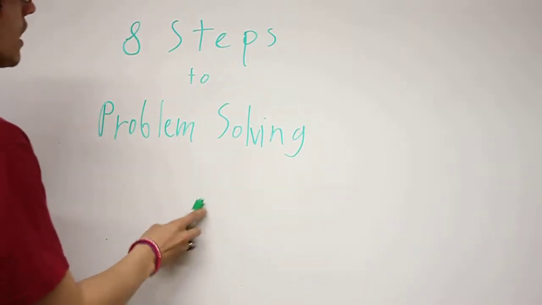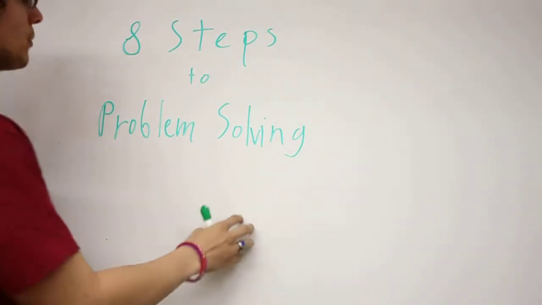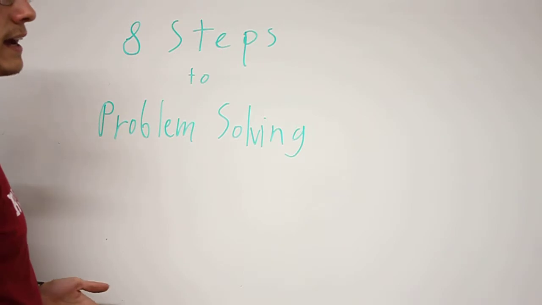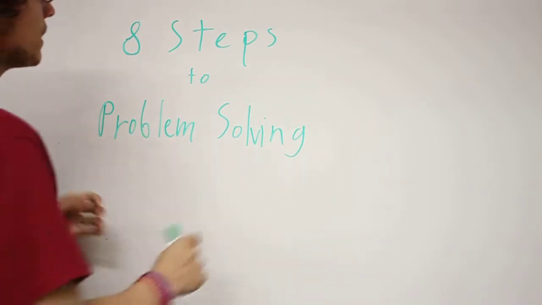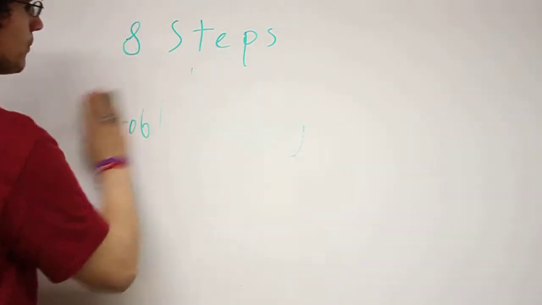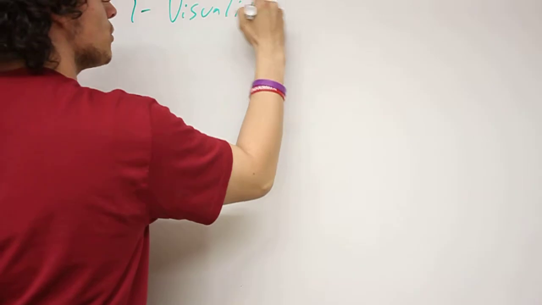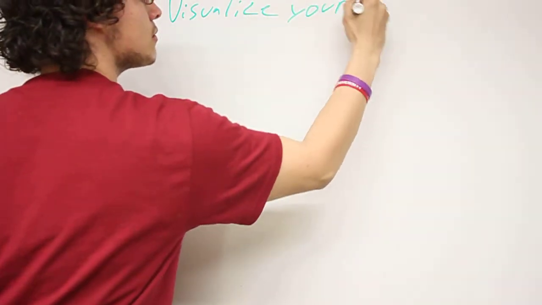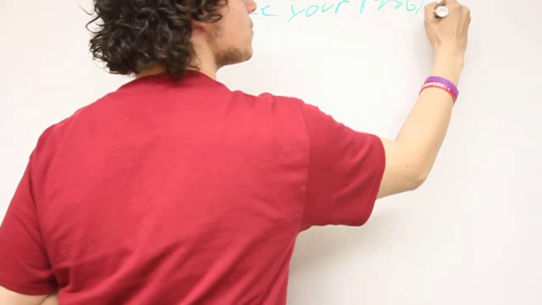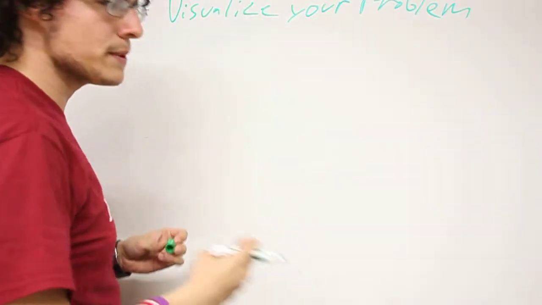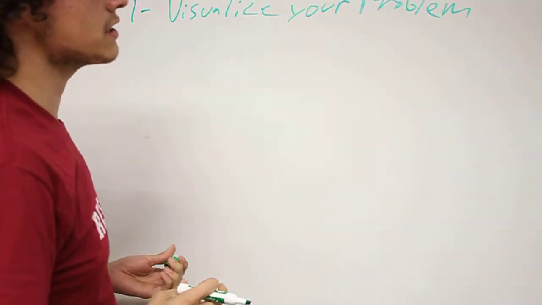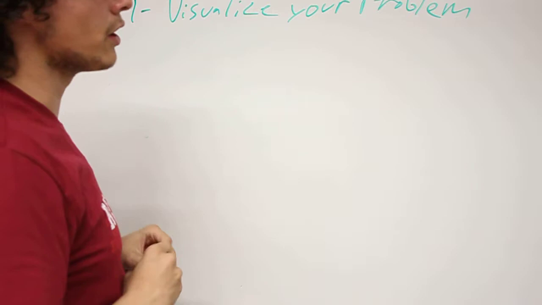Alright, so usually in order to solve a problem, you're going to have to get through 8 steps. And always follow them through. So let's start with the first one. The first thing you want to do is visualize your problem. Now when you visualize your problem, this means: what are they asking me? What are my knowns? What are my unknowns?